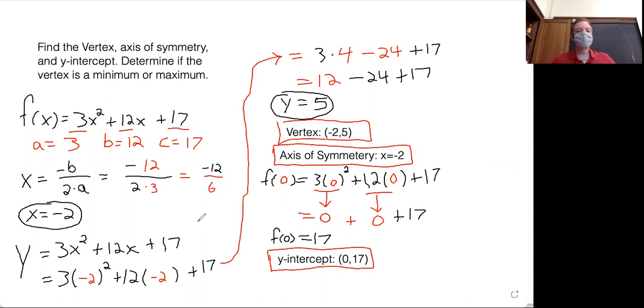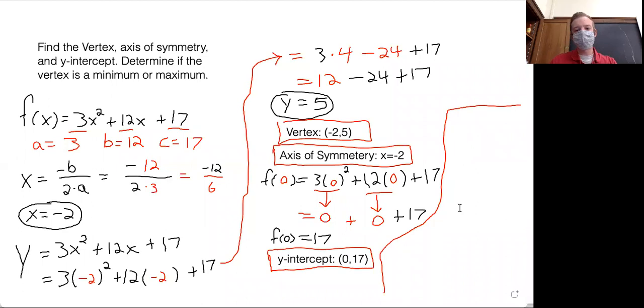The last thing we need to determine is whether the vertex is a minimum or a maximum here. This one is worked exactly the same as we saw when we were dealing with vertex form. We want to look at A. So in this case, A is +3. So if A is +3, is our graph opening up or opening down? It's opening up, which means our vertex will be what? A minimum or a maximum? Minimum. Perfect.